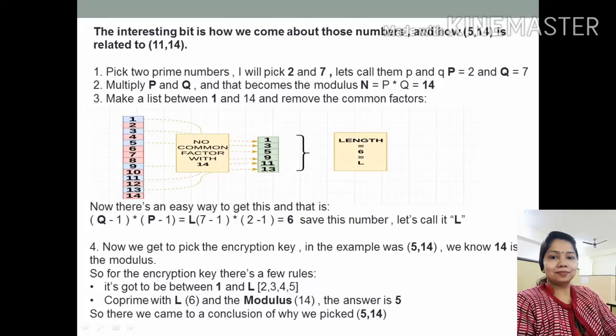Then in the third step, we make a list of integers from 1 to the value of n, that is 14. We make the list of all the factors, and then remove the common factors, as shown here. These 6 values are evaluated: 1, 3, 5, 9, 11 and 13. They have no common factor.